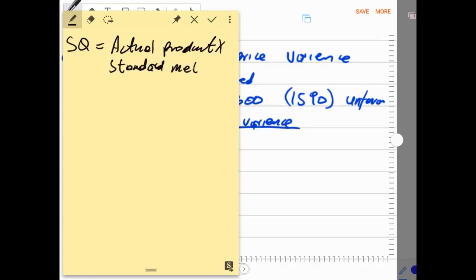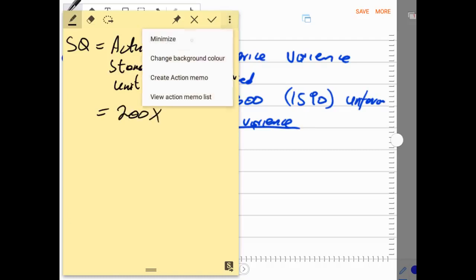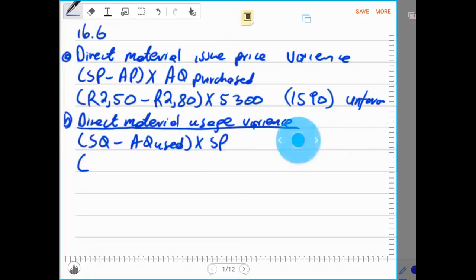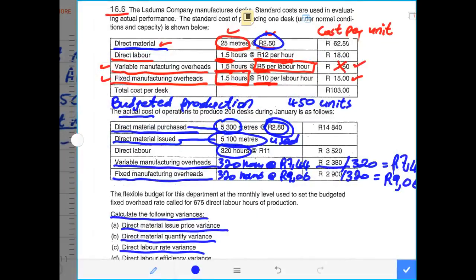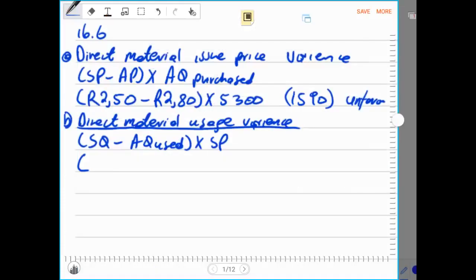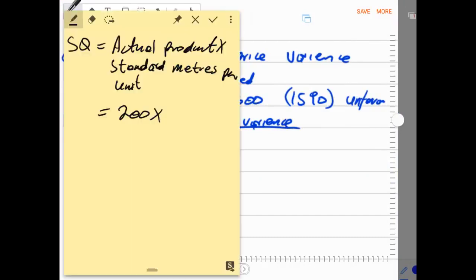Standard meters per unit was given in the information provided to us. Now for our actual production, we know that the company actually produced 200 units. Then we have to multiply that by the standard meters per unit, which was 25 meters. That means the company needed 25 meters in order to complete 1 unit of a product.